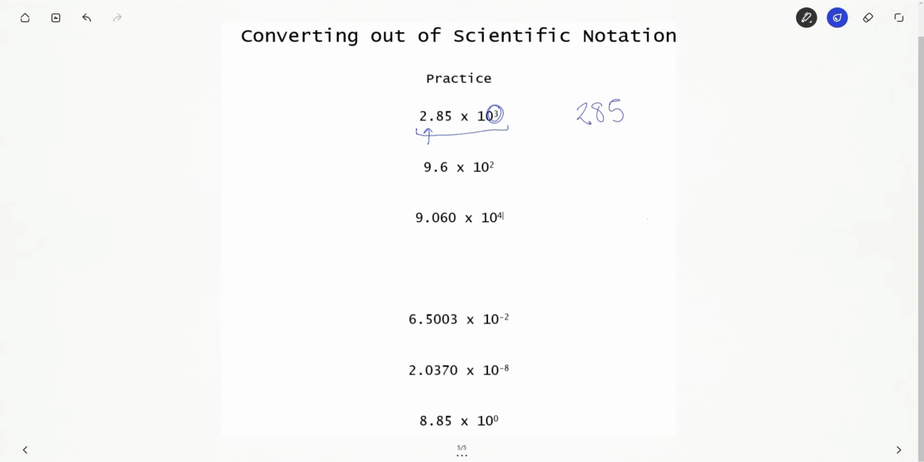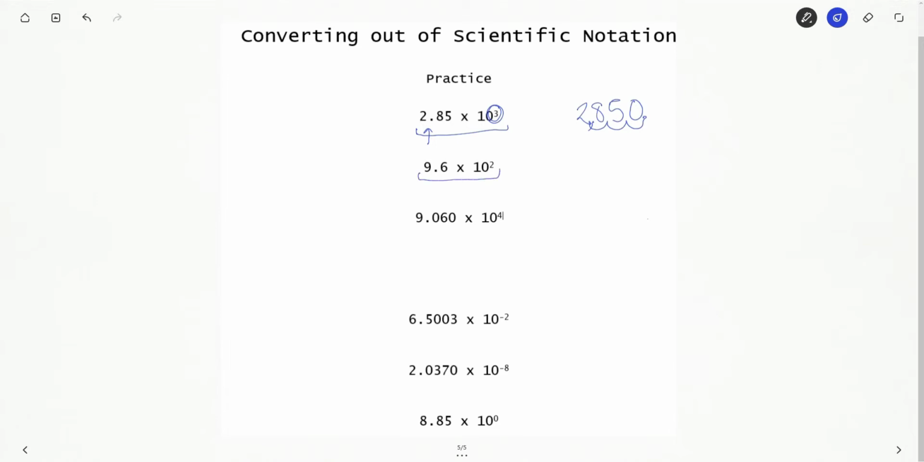So it started here, and I'm going to go 1, 2, 3, and my decimal place is going to end up right here. You can see I've got this space here. Whenever you have a space, just put a 0 in. So my final number is 2,850.